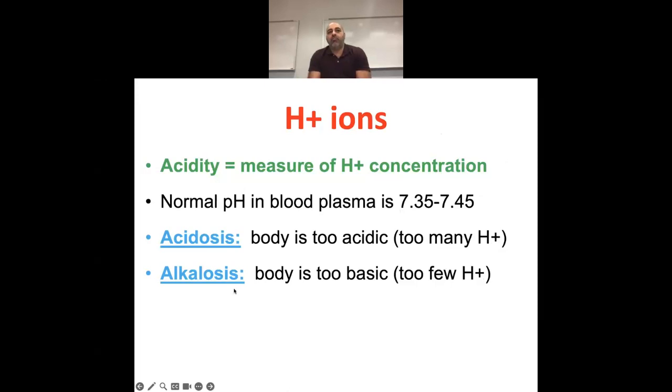Situations you'll see alkalosis in is like anorexia or bulimia. Bulimics will vomit too much. Anorexics do it as well. And so they lose hydrogen ion from their stomach like crazy. So we can see it in that situation, for example.